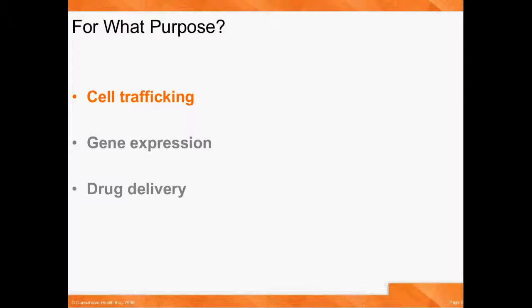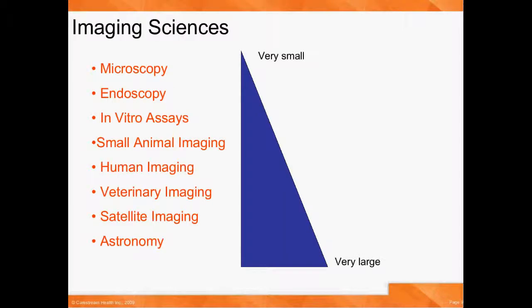There are three very broad reasons why you might want to do in vivo imaging. The first is cell trafficking. Next, you may want to look at gene expression. Is a gene going on or off or up or down in the context of some disease state? And finally, you may want to optimize drug or nanoparticle delivery in vivo.